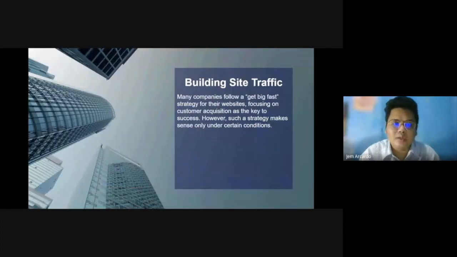The next topic would be building site traffic. The goal when building a website is to attract consumers to check and browse your website. Many companies adopt a get big fast strategy for their website, growing the number of visitors quickly. However, such strategies make sense only under certain conditions.